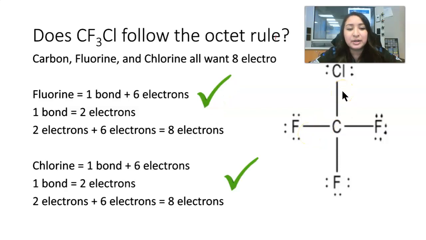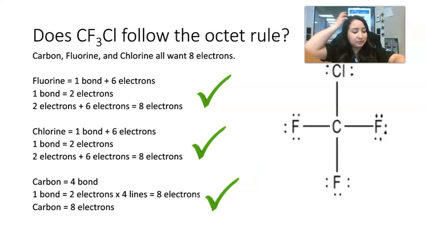Same thing with chlorine. Let's check it. Chlorine does follow the octet rule. It has 1 bond, which means there's 2 electrons on there, plus the 6 electrons that are left over, that gives me 8 as well. Now let's check carbon. Carbon is the central atom. Carbon has 4 valence electrons, and it created 4 bonds. Each bond represents 2 electrons. 4 times 2 gives me 8. So yes, this molecule does follow the octet rule.